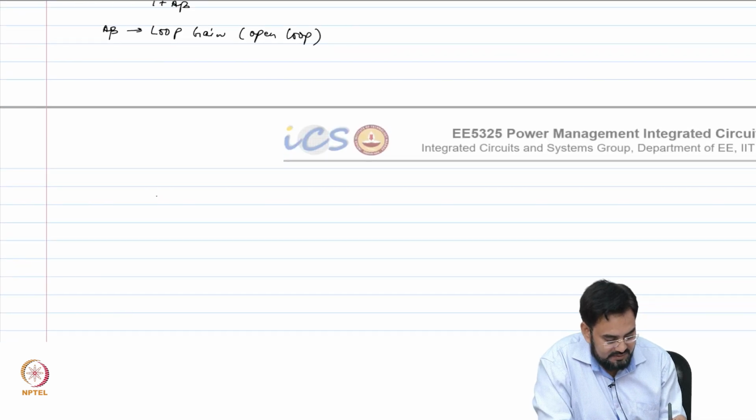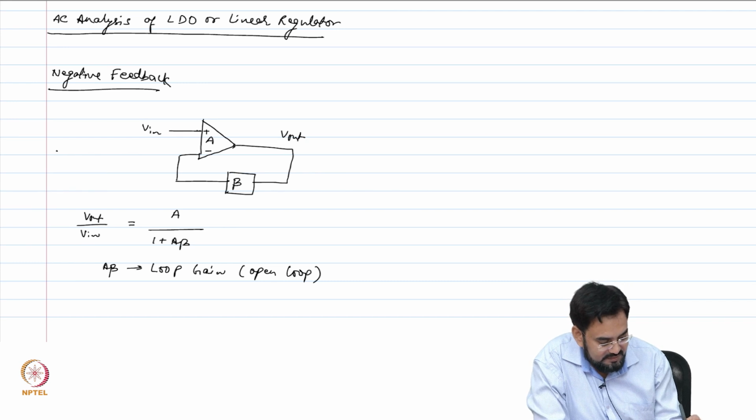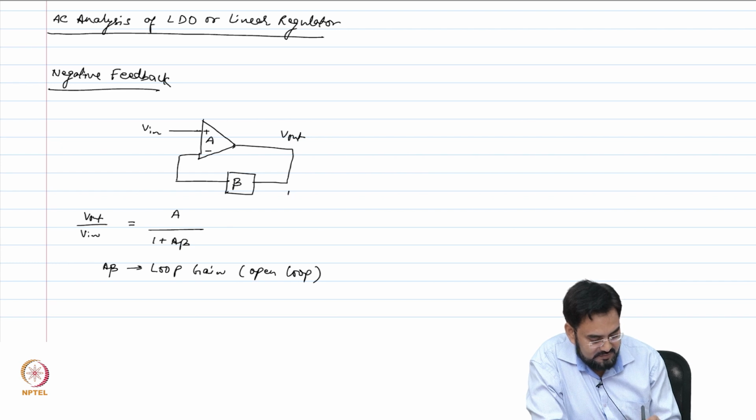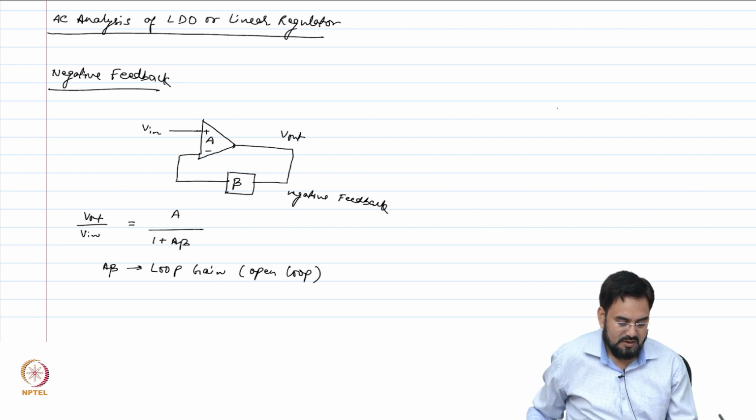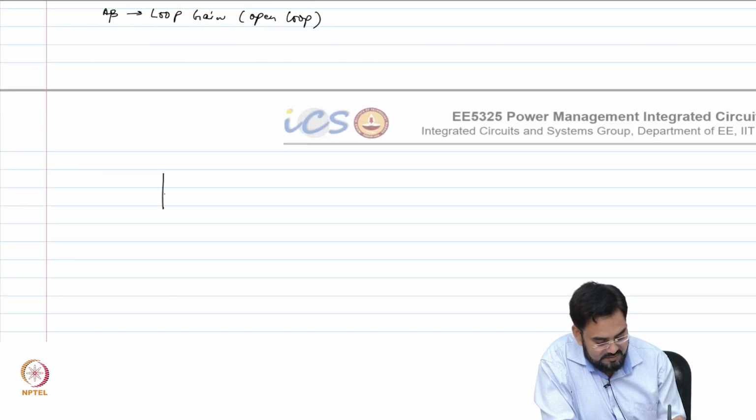And this is your negative feedback, obviously, this guy. Now, if I change the sign, I make this positive and this negative.